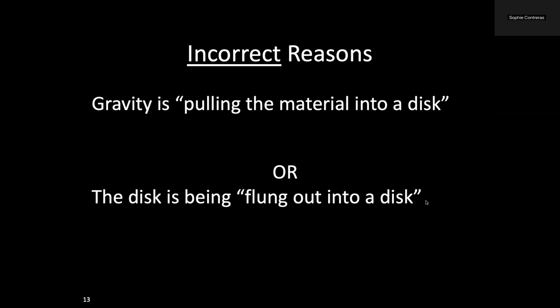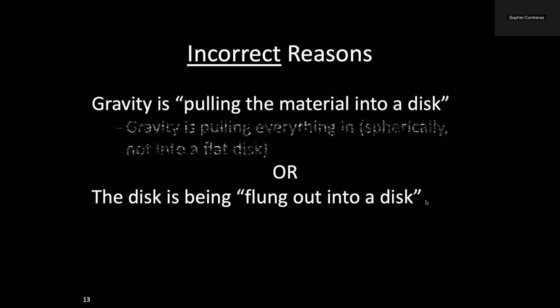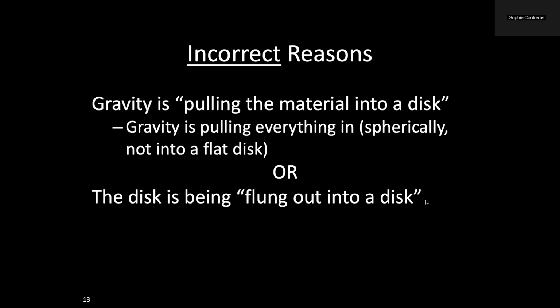Gravity is not pulling the material into the disc, even though it looks like it should. It's pulling everything in spherically. So the flat disk is actually not the preferred direction, right? We don't have planets that are like long pancakes. They want to be potatoes or a different fruit, okay?